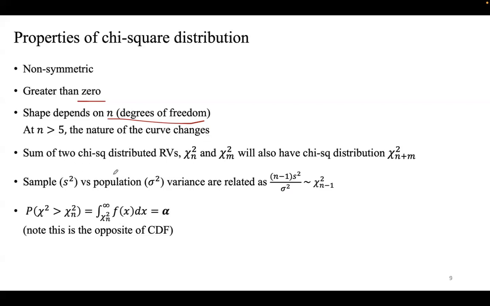If you take two chi-square distributions, one of them has n degrees of freedom, the other has m degrees of freedom, then their sum also follows a chi-square distribution with simply n plus m degrees of freedom. Okay.